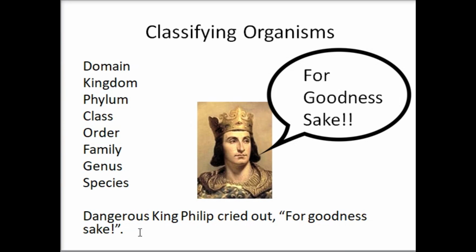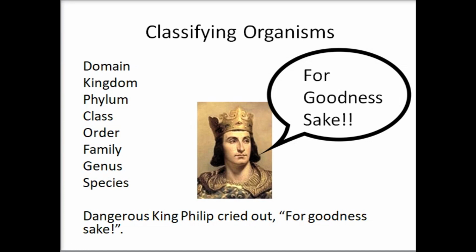Now, if you're in my class, you know I say this phrase quite often, for goodness sake, when someone does something wrong. But anyway, this guy here is King Philip. He is kind of dangerous. He probably killed a few people in his time. And he cried out, for goodness sake. Domain, kingdom, phylum, class, order, family, genus, species.